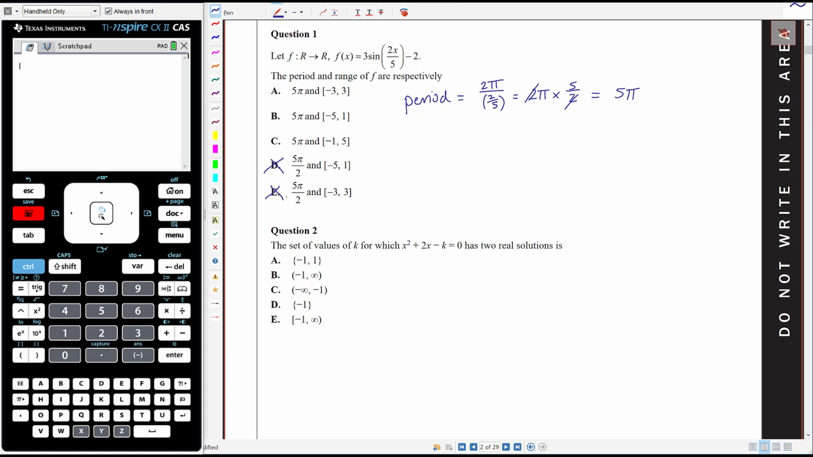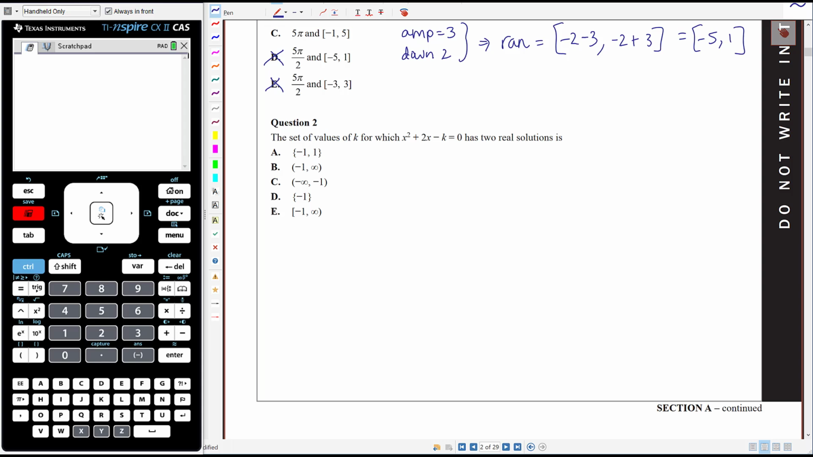Now, range is to do with both the vertical translation and the amplitude. So the amplitude in this case is 3, that's the number 3 out the front there, and there's a translation down by 2. And so those two things go together to tell us about the range of the function. So the range, if we go down by 2, is going to be from -2 minus 3, so taking away the amplitude from the average value of the function, and then from -2 up by 3. So that's going to be from -5 to 1, and so therefore B is the correct response to question 1.